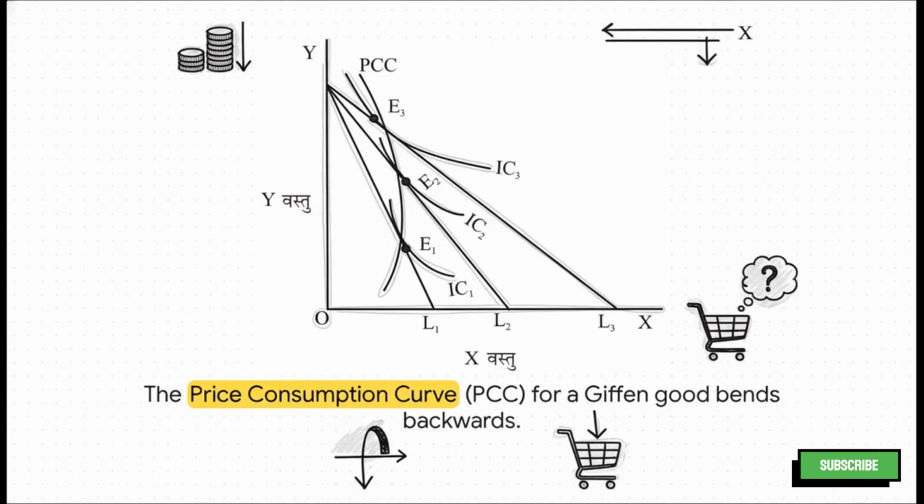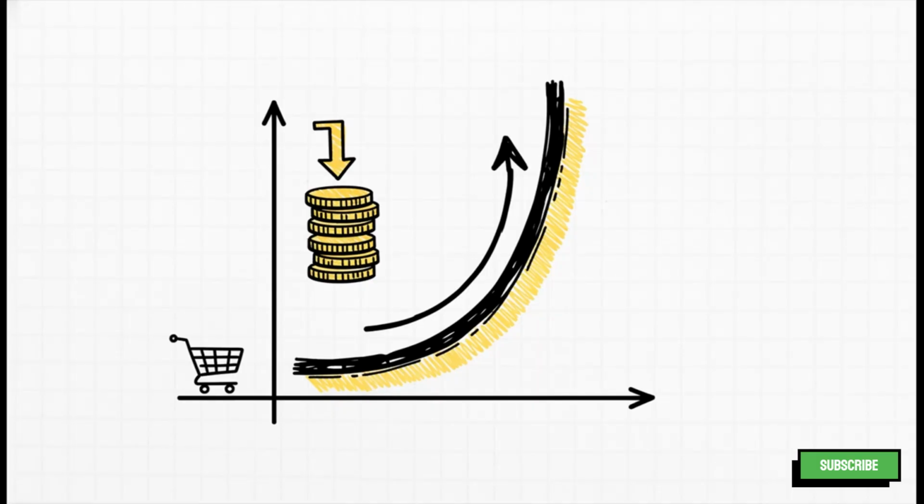Now take a look at this graph. This shows the price consumption curve, or PCC, which traces how a consumer's choice changes as the price of a good changes. In this case, for a given good, you can see something pretty unusual. As the price of good X falls, the budget line moves from L1 to L2 and L3, but the consumer actually moves to lower indifference curves, consuming less of good X. This backward bend is the key takeaway here. It's a direct visual confirmation that as the price of the Giffen good decreases, its consumption also decreases. That's why the correct option says it will bend backwards or tilt towards one of the axes.